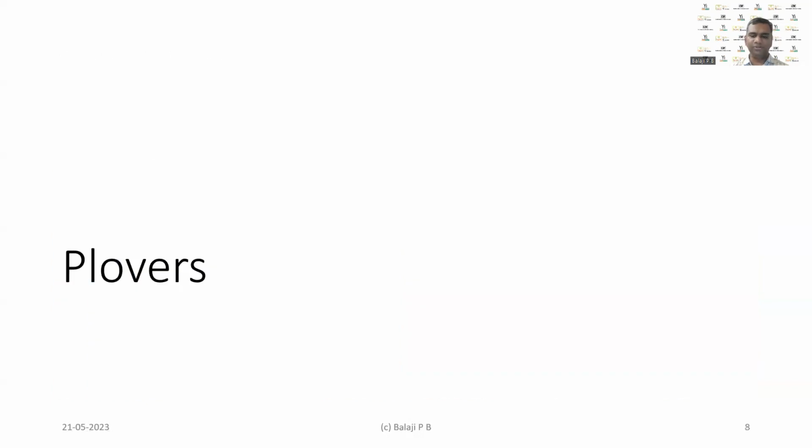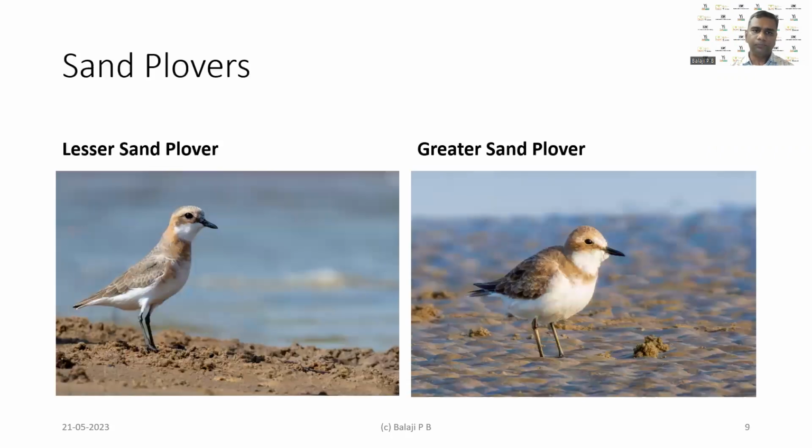The other thing about plovers is that they are visual feeders, and they need to see their food before they take it, and they have relatively shorter beaks when compared to the sandpipers. So when coming to plovers, we have the lesser sand plover and the greater sand plover, and in the field it's quite difficult to tell them apart from a distance.